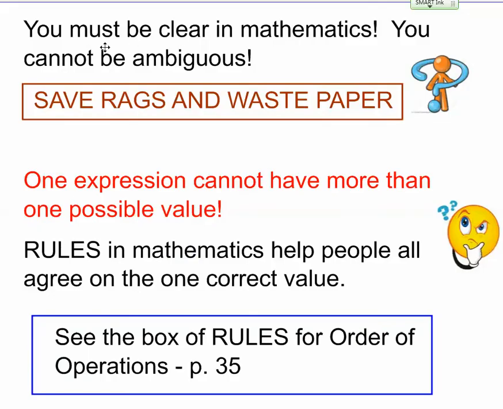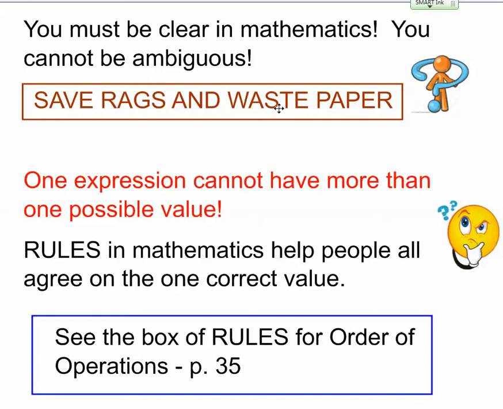So in mathematics, you cannot be ambiguous. Ambiguous means that one expression has more than one possible value, or that you're confusing. Just as in English, this is an ambiguous phrase, save rags and waste paper. And if I'm thinking environmentally, I don't want you to waste anything. So if I use waste as a verb, that's what it sounds like.